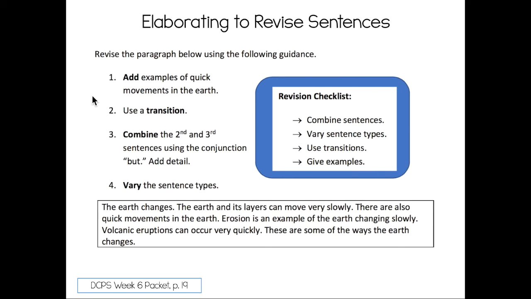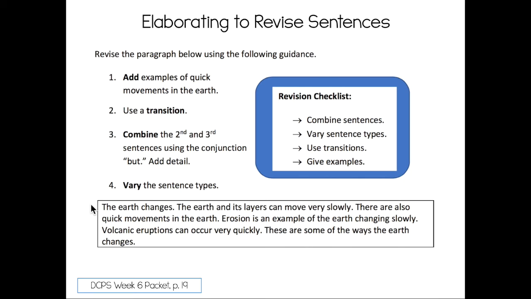So 4 different tasks we can do to make this paragraph stronger are to add examples of quick movements in the Earth, use a transition, combine the second and third sentences using the conjunction but and add detail, and finally, to vary the sentence types. Again, we have our revision checklist that outlines these 4 different strategies we know. Here is the paragraph that we are going to be elaborating. Let's read it together. The Earth changes.